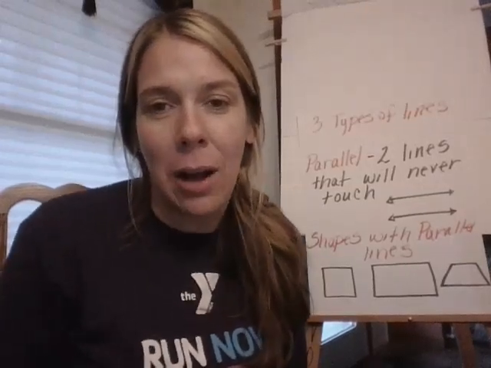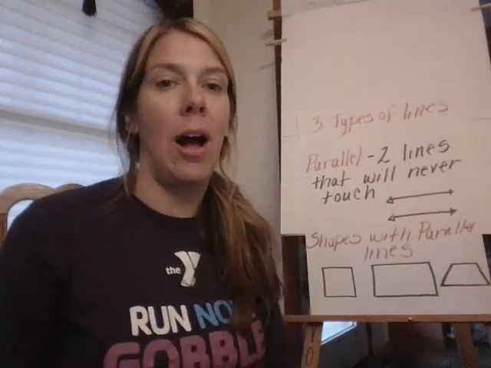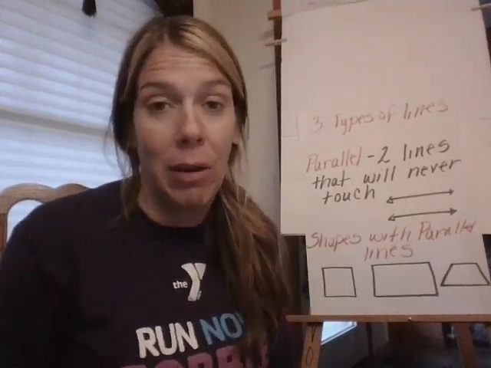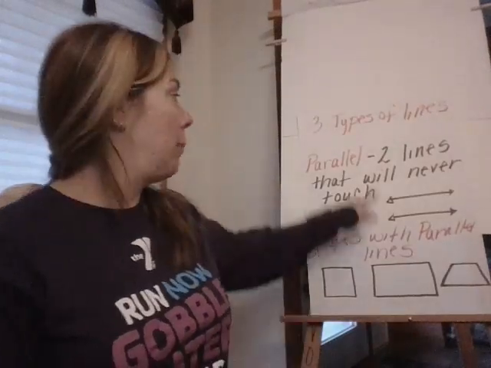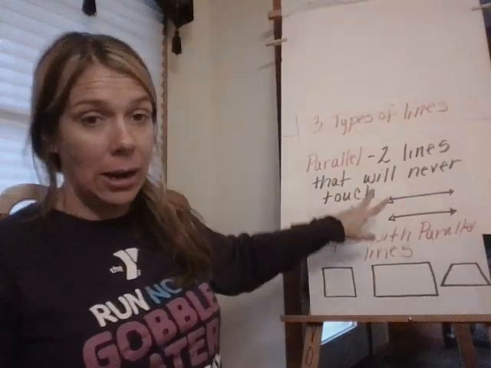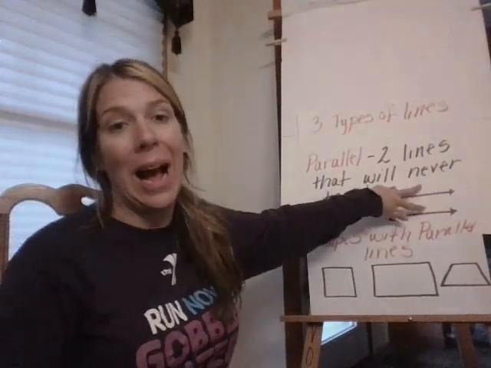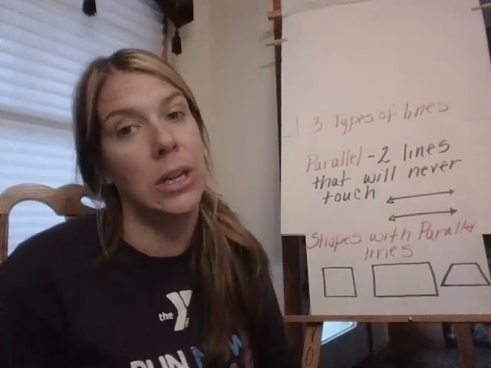Hi, boys and girls. Tonight we are going to be learning about three types of lines. The first type of line we're going to learn about is parallel lines. Parallel lines are two lines that never touch each other. These two lines will continue on and on, no matter how long they go, they will never run into each other.